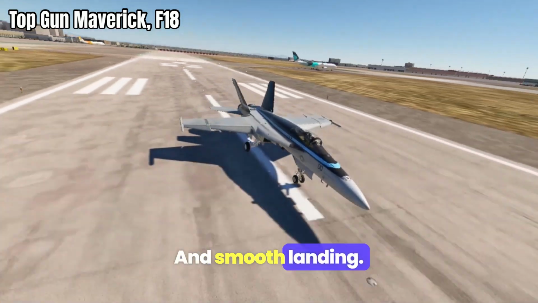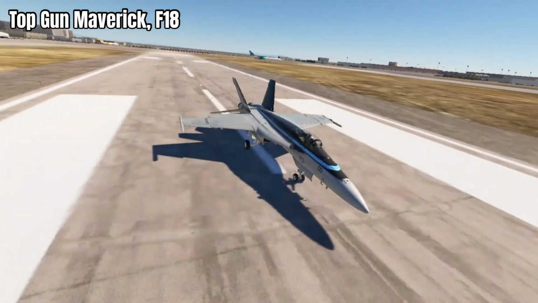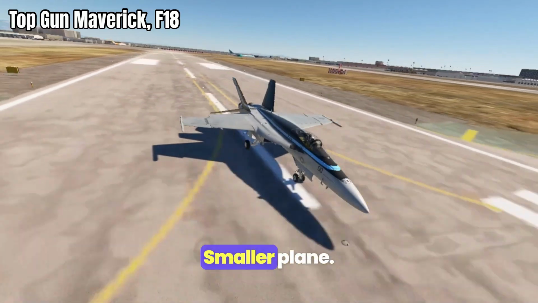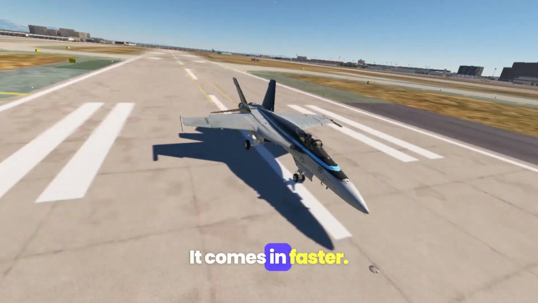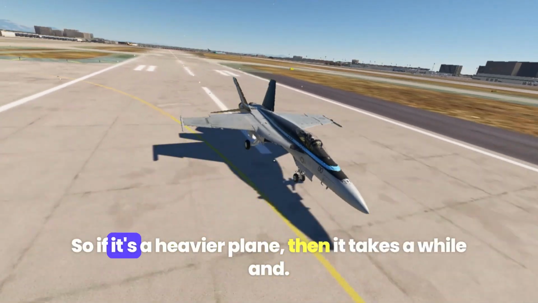And smooth landing. Everything's a lot different. It's a smaller plane, a lot lighter, and it comes in faster. If it's a heavier plane, then it takes a while. And yep, that's it, I think.